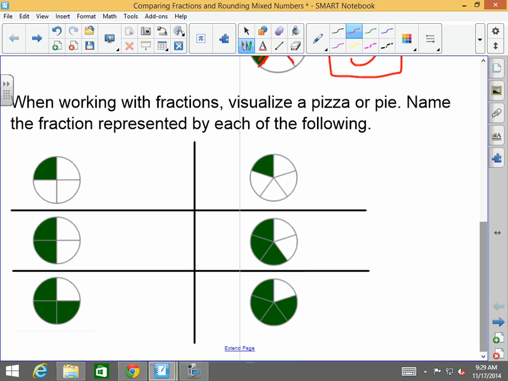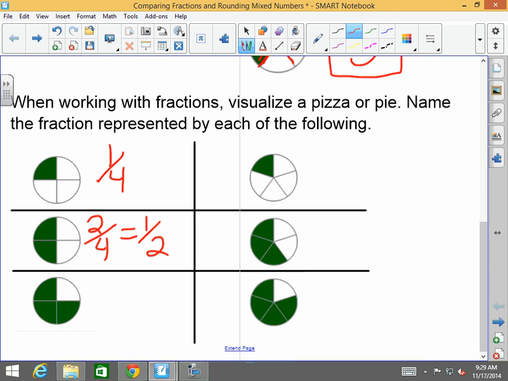For example, let's name the fraction represented by each of the following. We're going to use the numerator as the colored slice. So what would this first fraction be? 1/4. Very good. Next. Let's go down first. 2/4. Very good, which will reduce to 1/2, and we'll talk about that later.